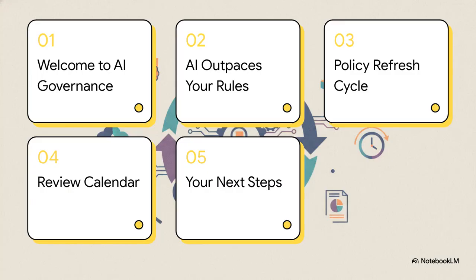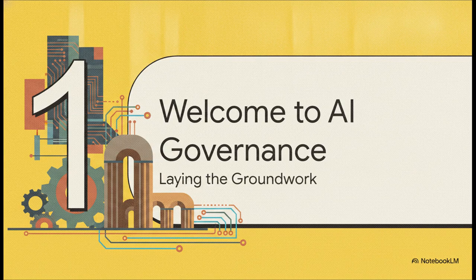So here's our quick roadmap for today's explainer. 1. Welcome to AI governance. 2. AI outpaces your rules. 3. The policy refresh cycle. 4. Mastering the review calendar. And 5. Your next steps. All right, section 1, welcome to AI governance. Let's get right into laying that structural integrity for your organization.